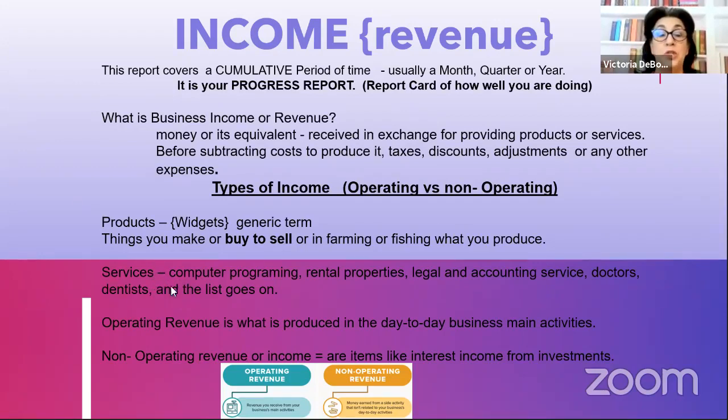You'll also have revenue generated by services, computer programming, rent on your real estate, legal and accounting services, doctors, dentists, and the list goes on. It could be gym memberships, it could be anything that is services related that isn't a tangible product would be a service. So operating revenue is what is produced in the day-to-day activities of your company. Why does your company exist? What does it provide? Whatever it provides and whatever you're exchanging for money is your revenue for your company.